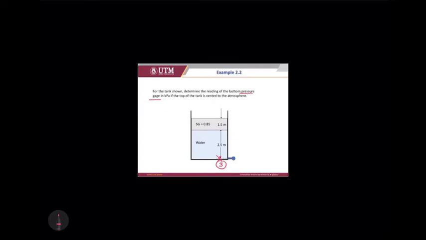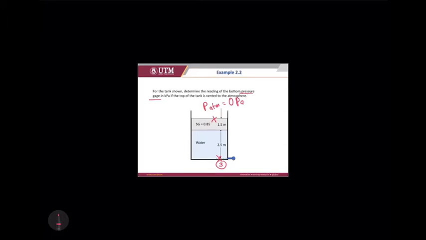Once again, to solve this we need to find another point where the pressure is known. The first place where we can be sure the pressure is known is on the free surface somewhere here, which is open to the atmosphere, and the P atm for gauge pressure is equal to 0 pascal, or 0 kilopascal.